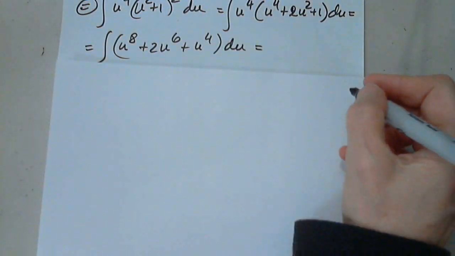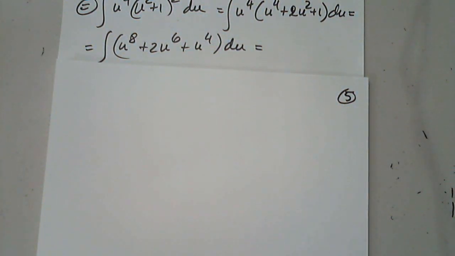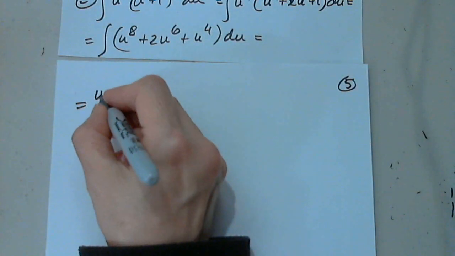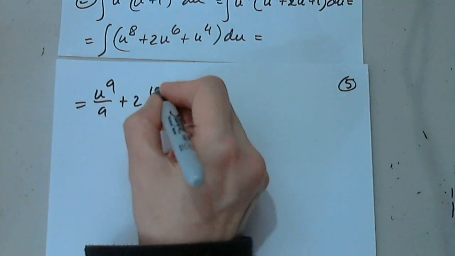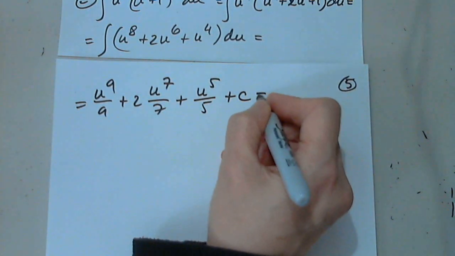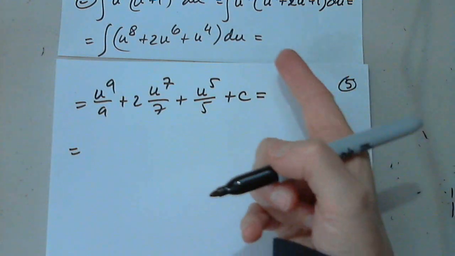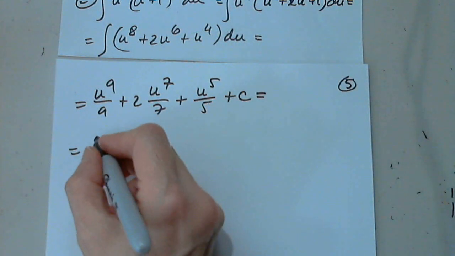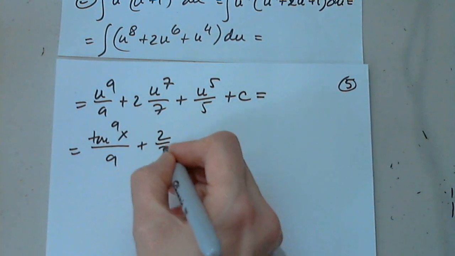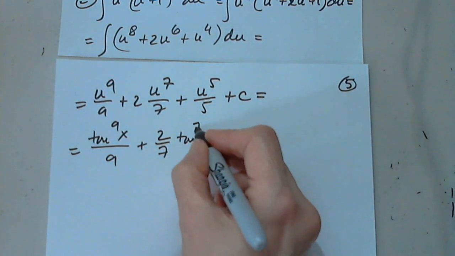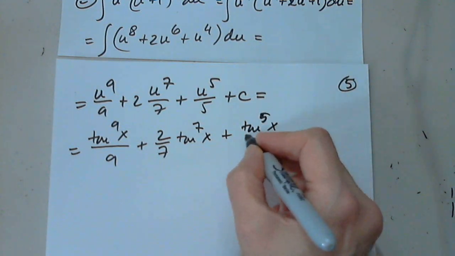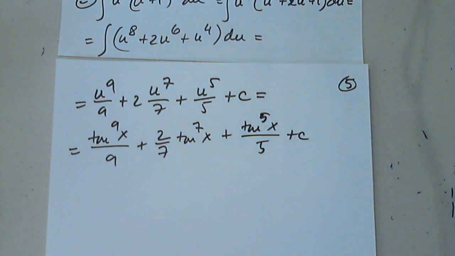I think I'm on 5. Let me see how am I doing with time. Okay, that's good. Okay, so this is u to the 9th over 9 plus 2u to the 7th over 7 plus u to the 5th over 5, of course, plus a constant c. And now I have to go back to the substitution, which is tangent to the 9th over 9 plus 2 over 7 tangent to the 7th plus tangent to the 5th over 5 plus a constant c.